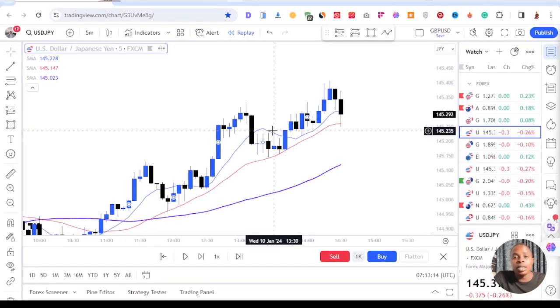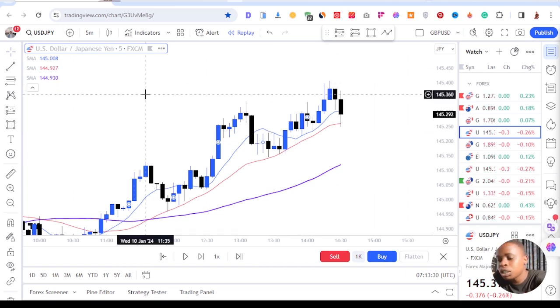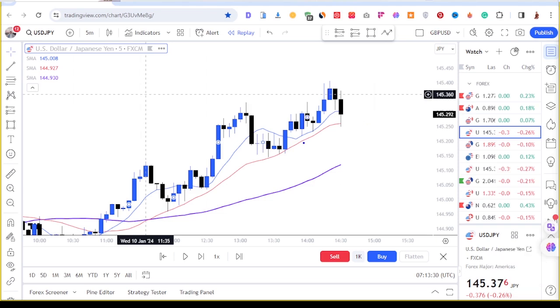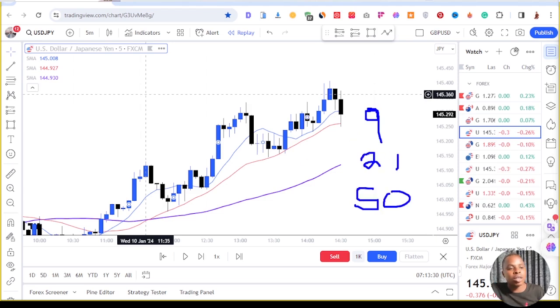Now, for this strategy, you want to be able to identify a market which is in an uptrend or in a downtrend. And how do you know this? First are the conditions, right? The first condition that we want to see is these 3 moving averages lining up in their order. So we want to see the 9-period moving average up here, followed by the 21 and followed by the 50, in this order, right? So we want this to be above, followed by the 21 and followed by the 50.